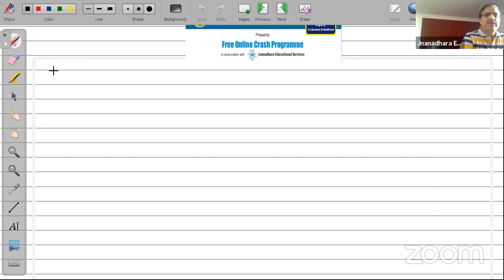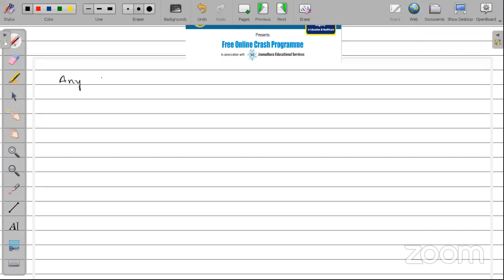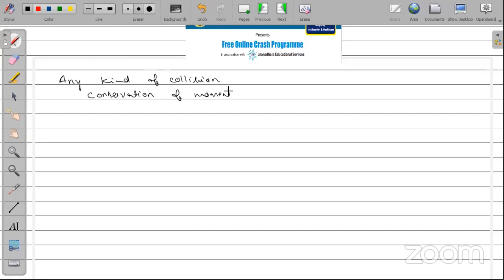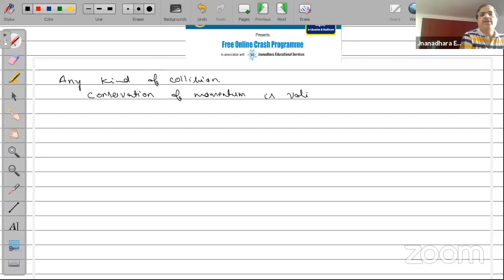What you can be very sure of is that in any kind of collision, conservation of momentum is valid. Then what it implies is m1u1 plus m2u2 is equal to m1v1 plus m2v2, because the initial momentum should be equal to the final momentum. This is a very important idea which is always valid. One more also is valid.